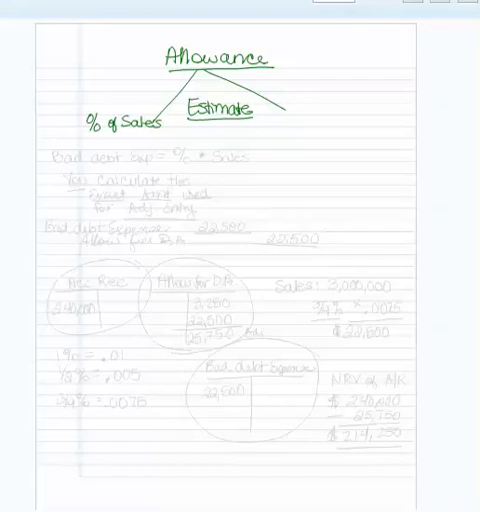So in the first method, you're going to know that bad debt expense equals some percent that's going to be given to you times sales. And in this method, you'll calculate the exact amount used for the adjusting entry.